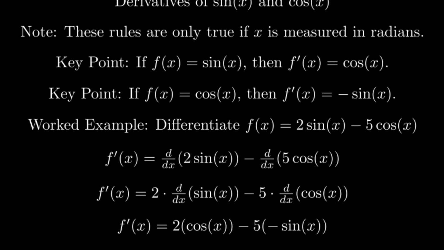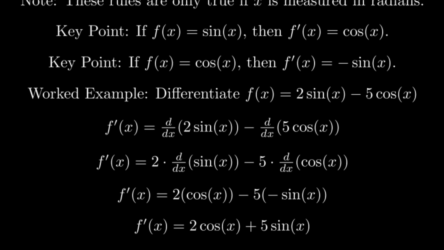Now we apply our new rules. The derivative of sine x is cosine x. The derivative of cosine x is negative sine x. Finally, we simplify. The 2 negatives in the second term make a positive. So our final answer is 2 cosine x plus 5 sine x. And now we have learned the derivatives for sine and cosine.